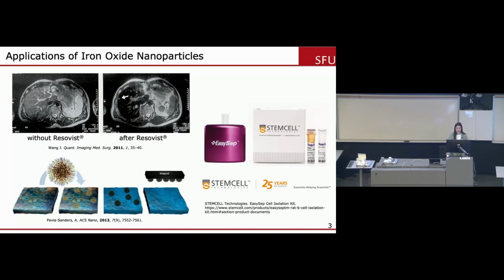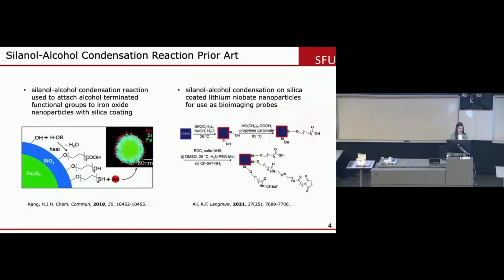And then another local example is the use of iron oxide nanoparticles at StemCell, where they use iron oxide nanoparticles to magnetically separate specific cell types out of cell media. So iron oxide nanoparticles are a great core material to use for these studies. And this takes us to the silyl alcohol condensation, which I'll be demonstrating my work on today.